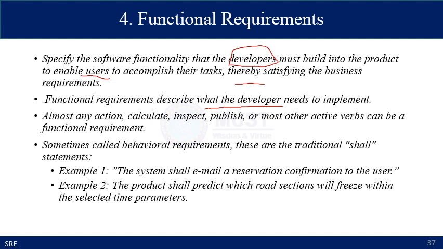So examples include: the system shall email a reservation confirmation to the user. So it is a very well defined functional requirement that at a certain step your system should email a reservation confirmation to the user. Another example states that the product shall predict which road sections will freeze within the selected time parameters.